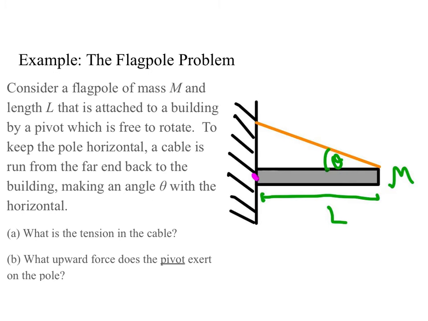So we're going to do a classic thing called the flagpole problem. Consider a flagpole of mass m and length L connected to a building by a pivot which is free to rotate. Keep the pole horizontal. A cable is run from the far end back to the building to make an angle theta with the horizontal. And I want to find what's the tension in the cable and what upward force the pivot exerts on the pole. The pivot must exert some upward force on the pole, or at least we think it may, because otherwise the weight might bring it down.